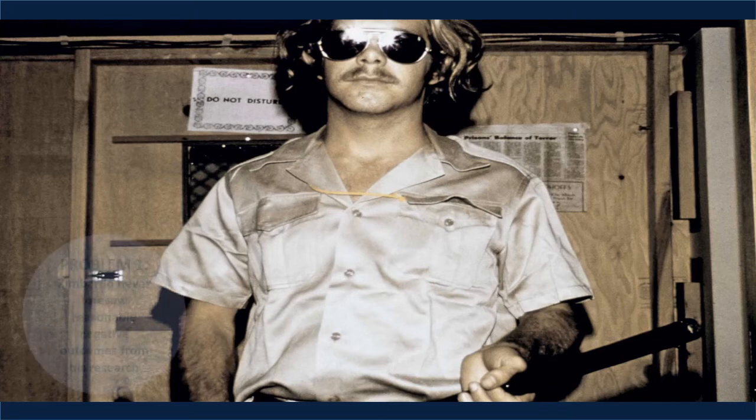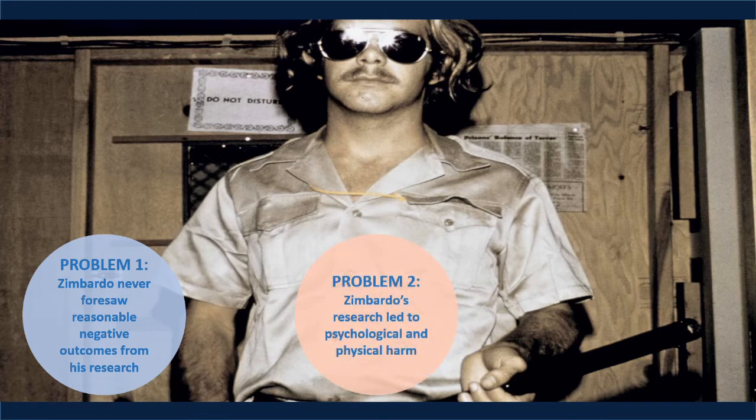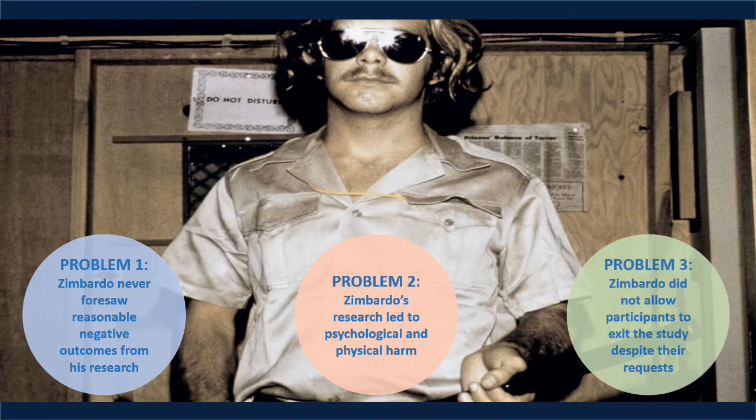First, it's likely that with some careful consideration, Zimbardo could have forecasted significant risks with his research. Second, after reviewing tapes and records and interviewing participants, it was determined that Zimbardo's research inflicted psychological harm on participants. Finally, despite requests and even pleas from participants to leave the study, Zimbardo would convince them that their participation was necessary and not allow discontinuation. You can see why the second example is commonly taught as a case of unethical social scientific research.